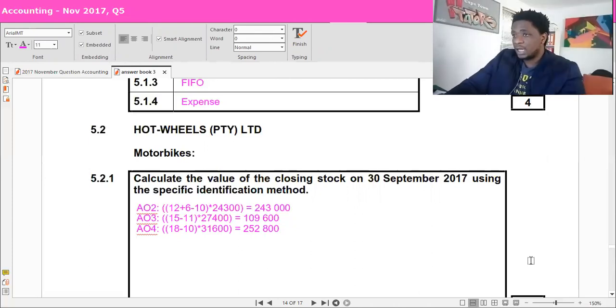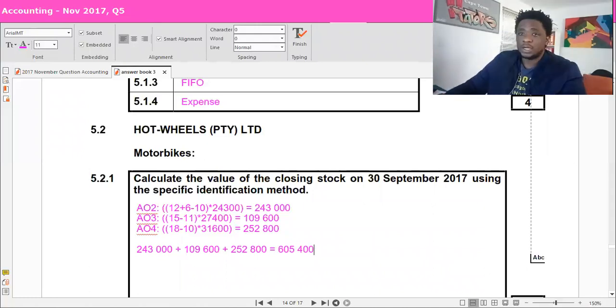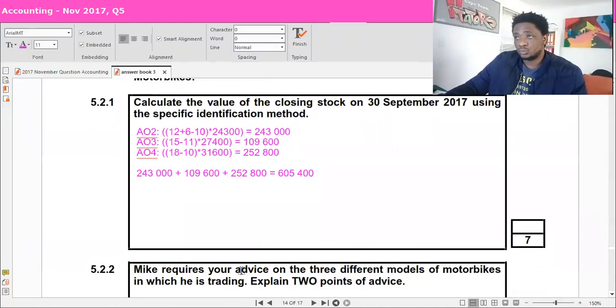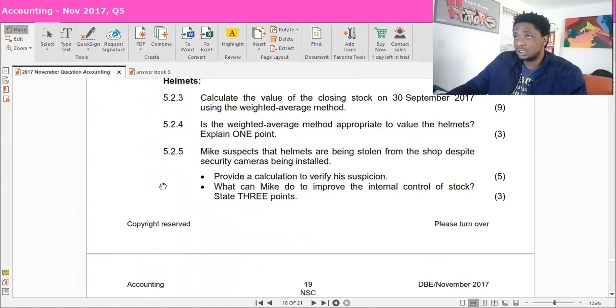And then if you add all these together, so if you say 243,000 plus 109,600 plus 252,800, you will then get an amount of 605,400, which is the value of the closing stock for motorbikes. Cool. So we've answered the first question, and then let's move into the second question on motorbikes.